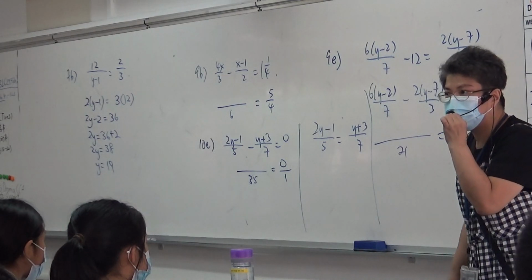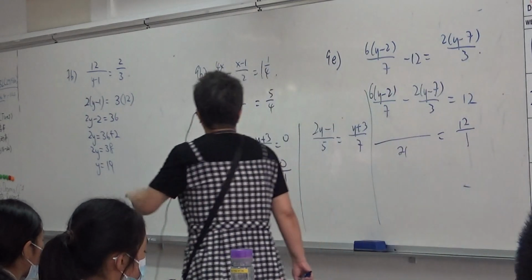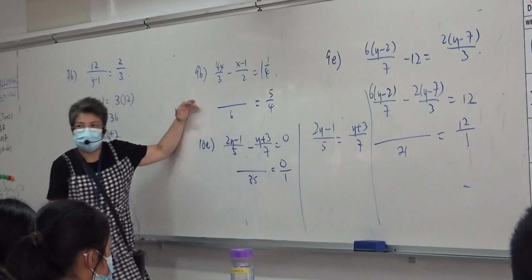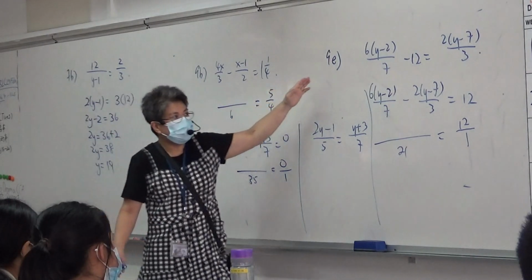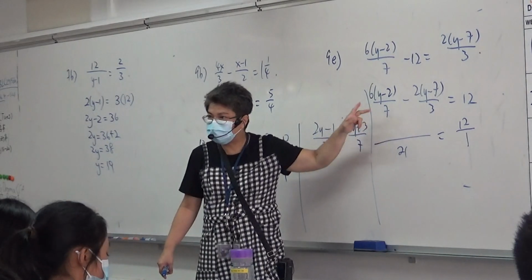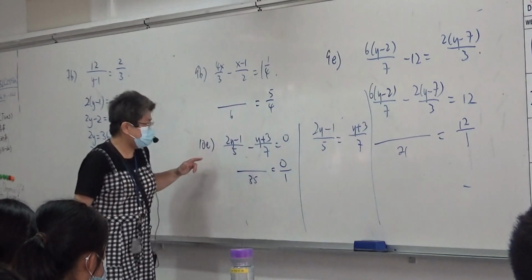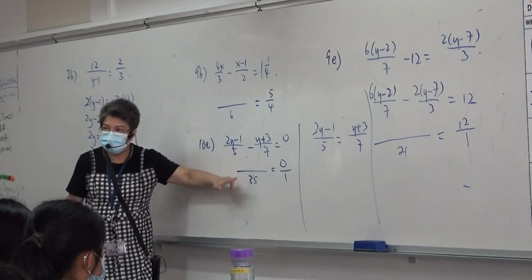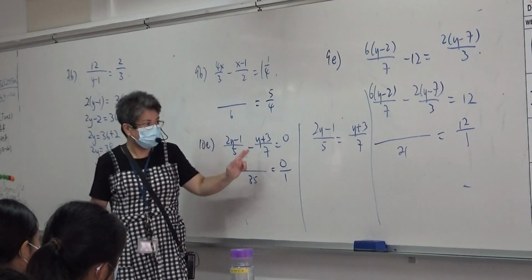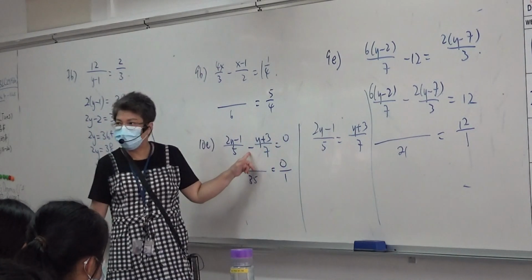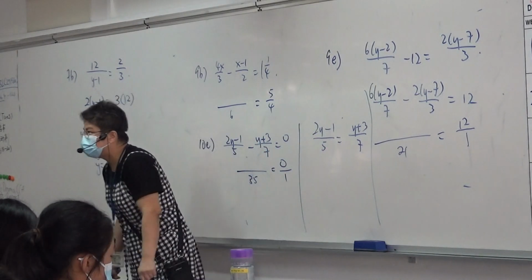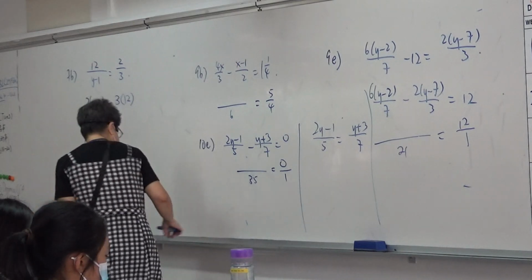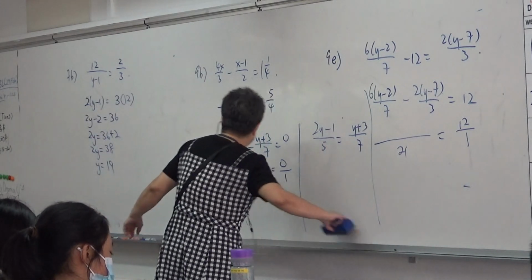Okay, all of you look up, one last time. 9e, are you clear with the hint? I changed the order. 10e, can you see? I either do 0 over 1 or I bring this over, negative becomes positive, right? Then I can cross multiply. Is that understood?